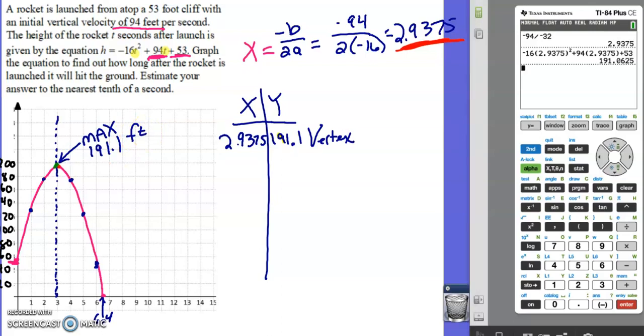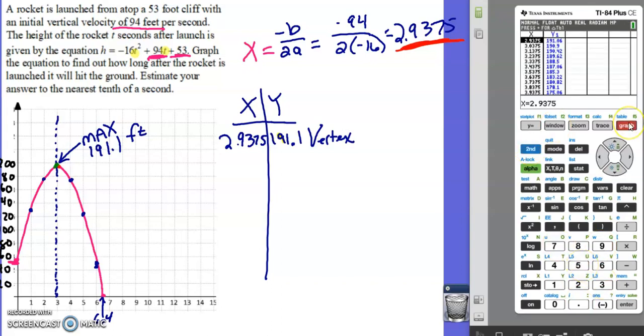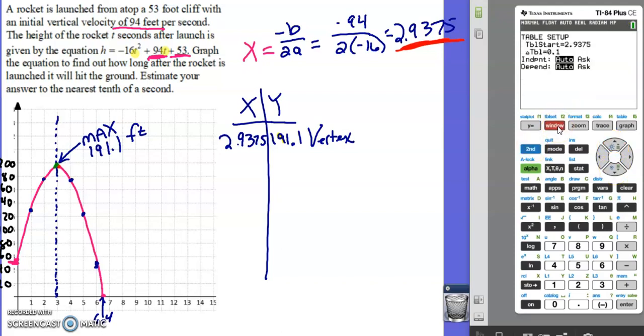The other way we could have done this is to go to your table set and tell it to start at 2.9375. This is the way I would have done it. We can see that it's 191.06. So if I ask you for the nearest hundredths place, that's what I would have, 191.06 feet, and again, that would be the tallest that it goes. After 2.9375 seconds, it hits the highest mark, because you can see that it starts going back down. It's lower and lower after that. And again, I'm counting by 0.1 to be able to do that.